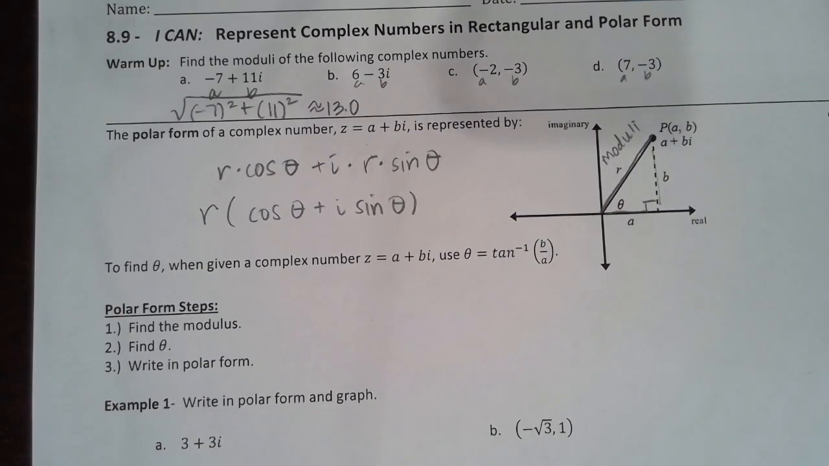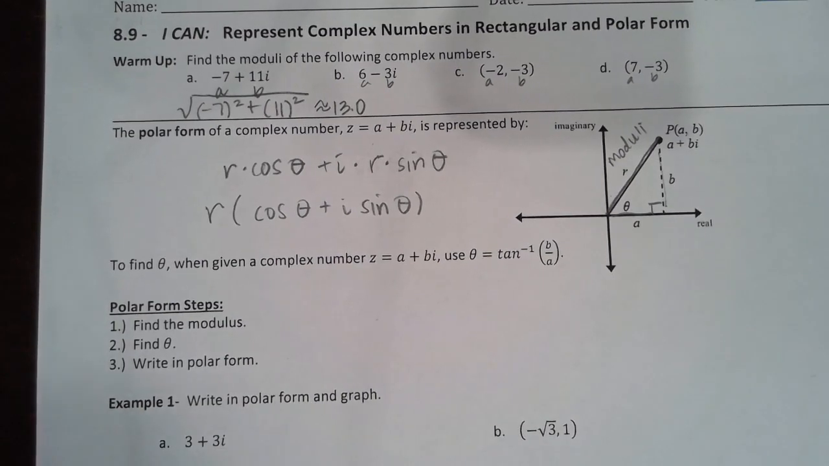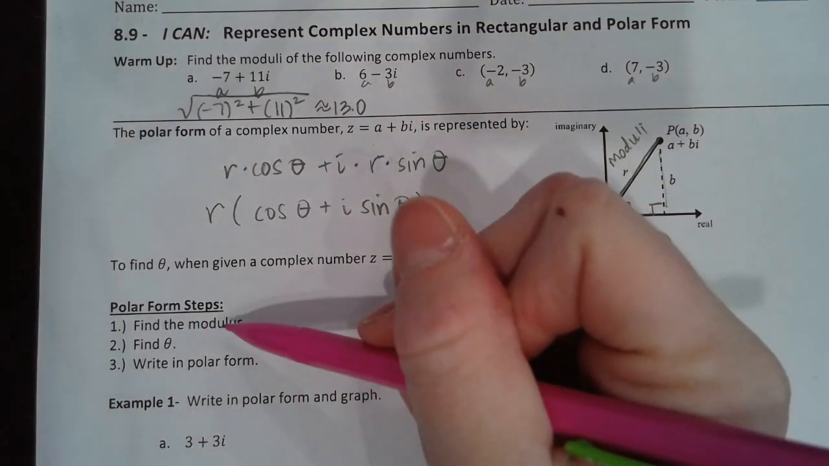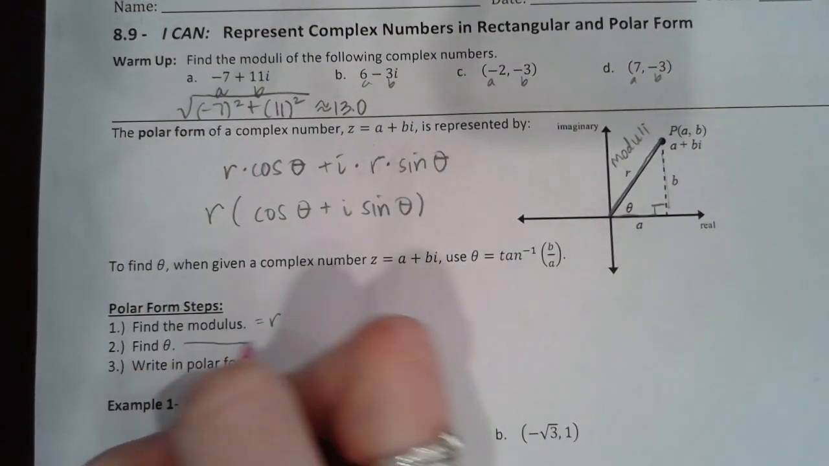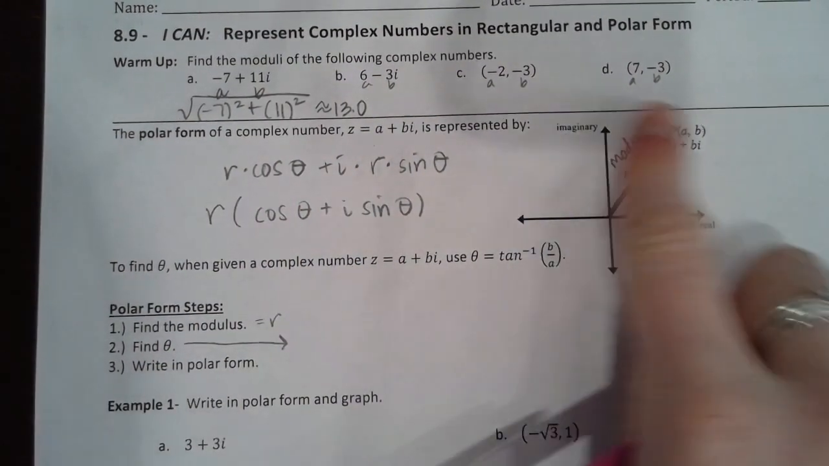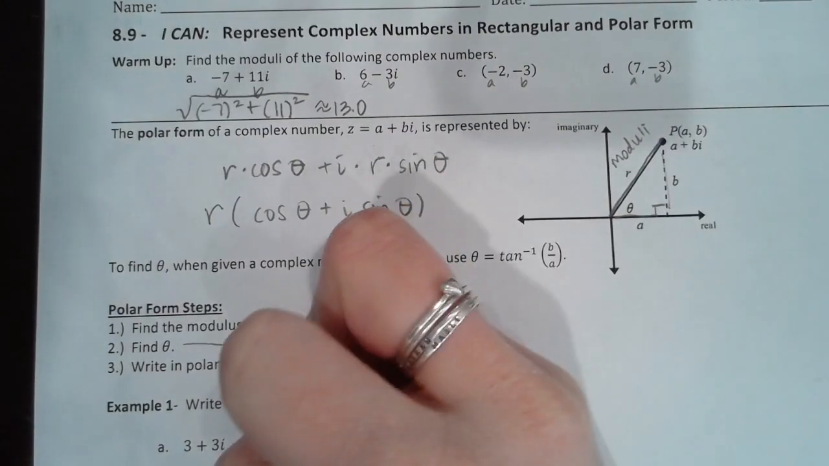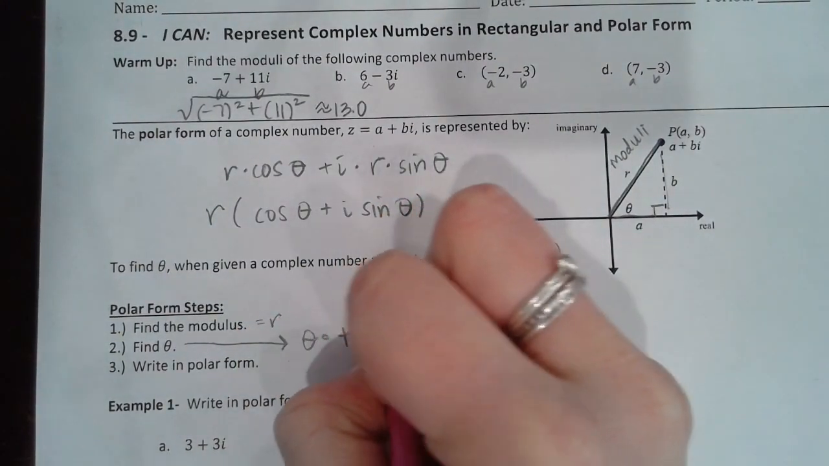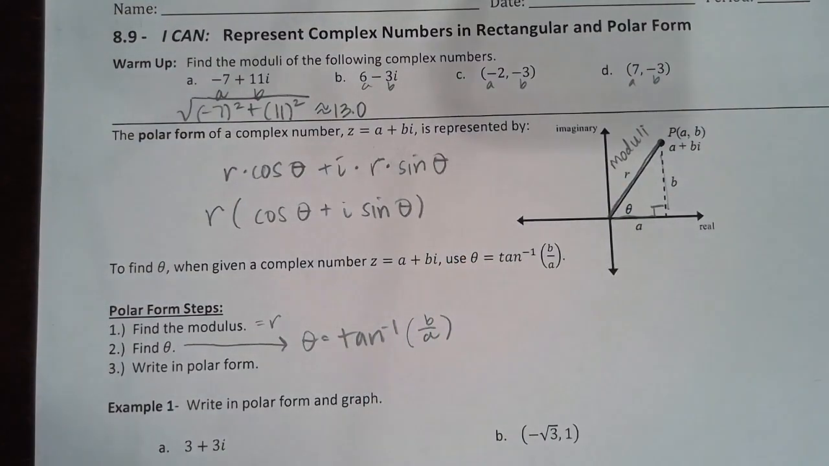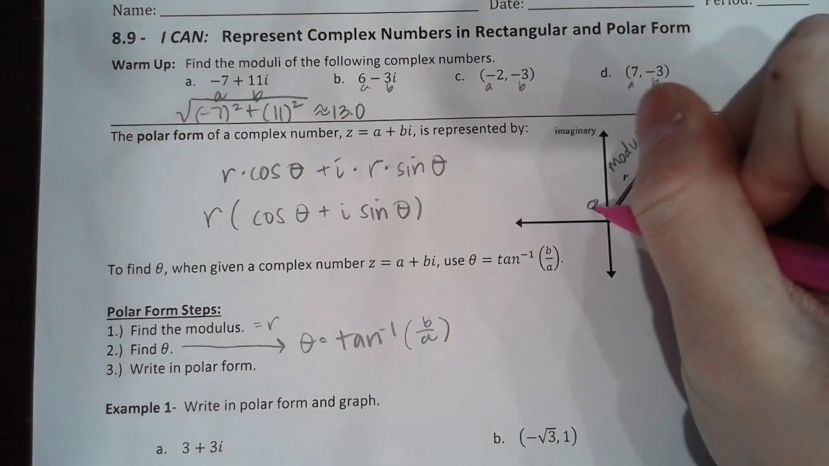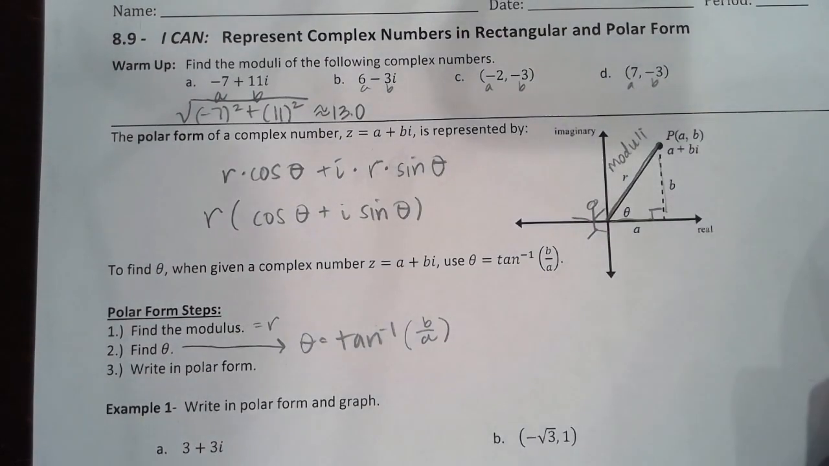Okay, so when we are doing this, we have 3 steps. We've got to find the modulus, which is our r. Then we're going to find theta. Now, using this piece of information, theta is going to equal the inverse of tan, and tan will be b over a.